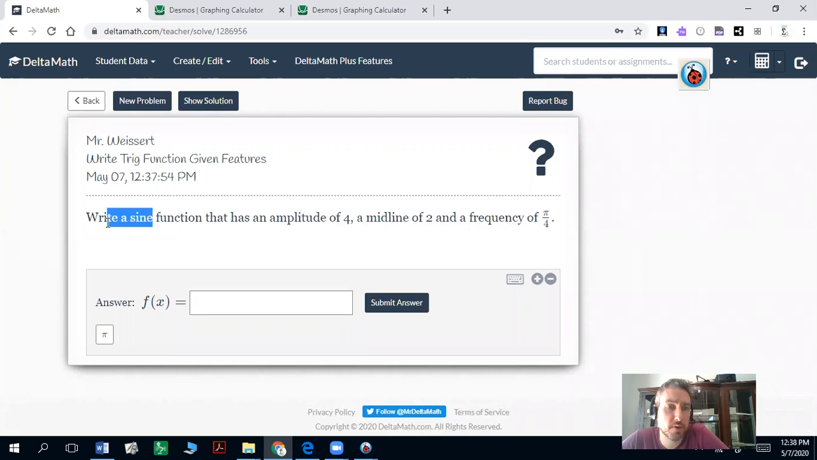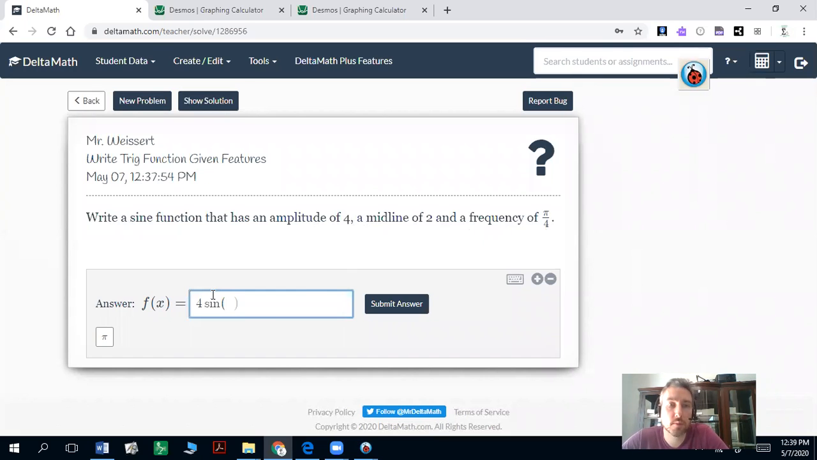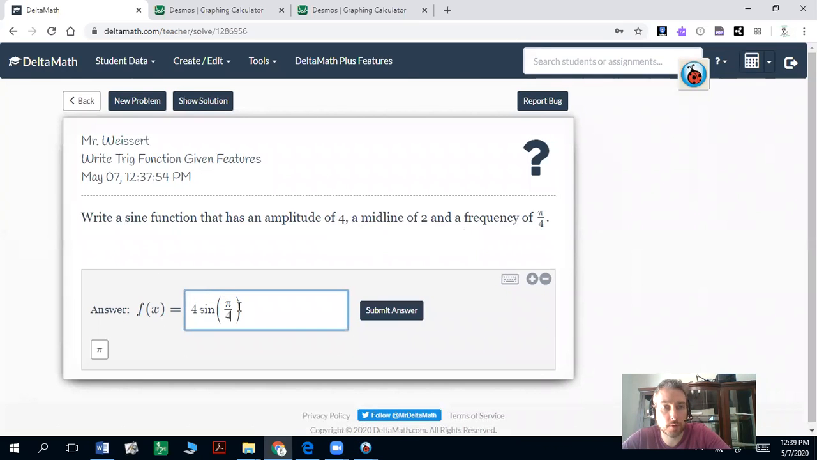So it says write a sine function. All right, so amplitude is 4. We're going to start with 4 sin. We're going to throw some parentheses in there. Your frequency, in this case b, we just say pi over 4, so pi divided by 4. Don't forget the x next to it. And the midline is what's being added or subtracted. So since it's 2, we're going to say plus 2. That's all I got to do on that.